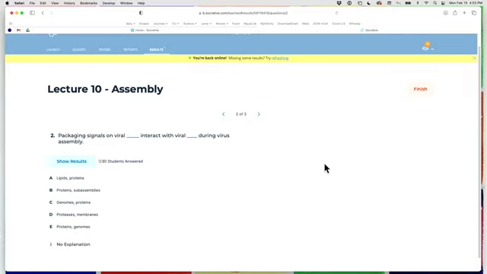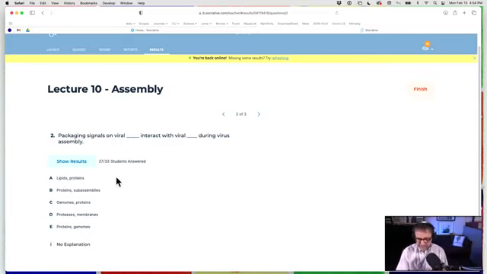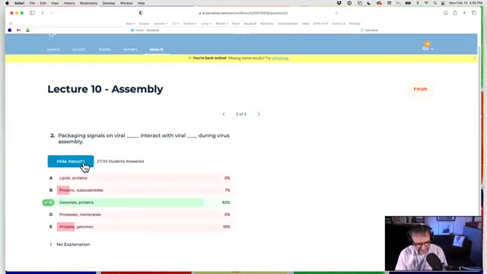And you can fill in the blank with lipids, proteins, protein subassemblies, genomes, proteins, proteases, membranes, proteins, genomes. All right, we seem to be frozen at 27. Let's see how we did here. Yes, most of you got the right answer.